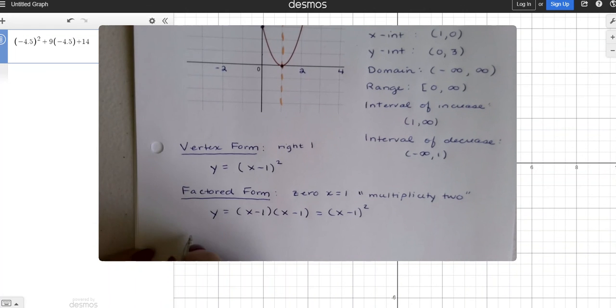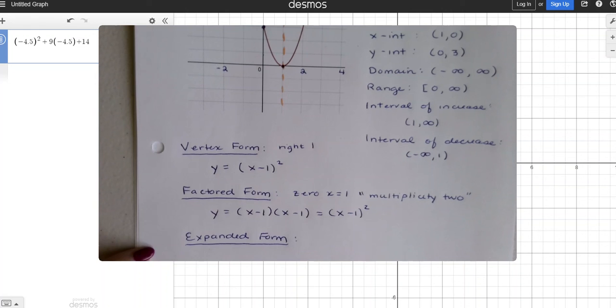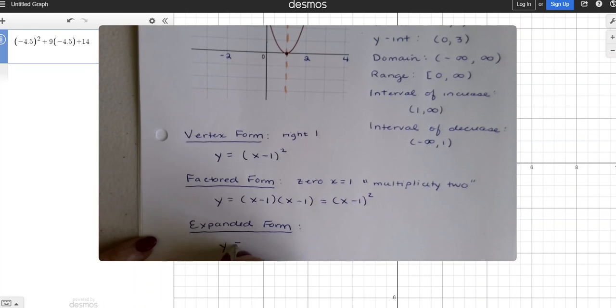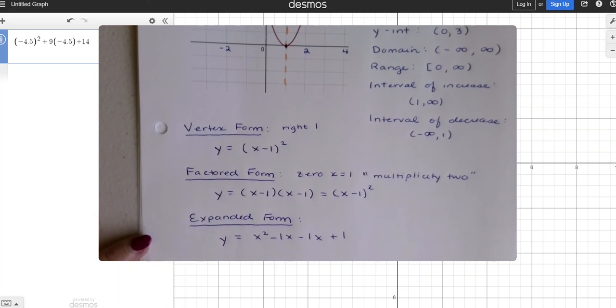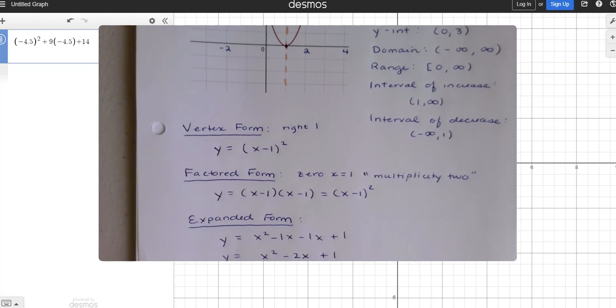And then finally we have our expanded form. And that's the only one we kind of have to work for a little bit. I'm going to go ahead and multiply this out. So I'd have x squared minus 1x minus 1x plus 1, or x squared minus 2x plus 1.